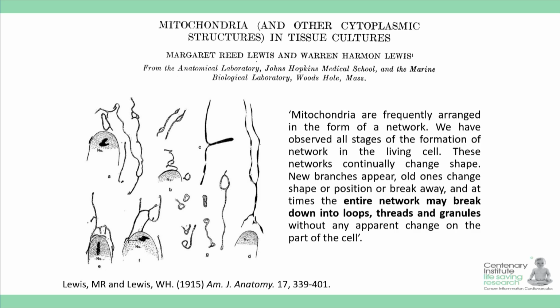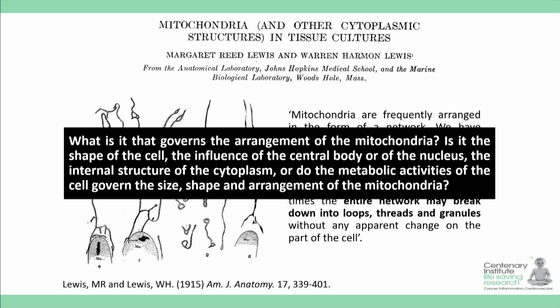If you fast forward, I should talk about the summary of this paper, and I think we still don't know the answer to this now, which is also quite interesting. They asked a really open question: what governs the arrangement of the mitochondria? Is it the shape of the cell? Is it the influence of the nucleus? Maybe it's the internal structure of the cytoplasm, or even the metabolic activities of the mitochondria that change the shape and the dynamics. So back in 1915, they already knew what was basically going on.